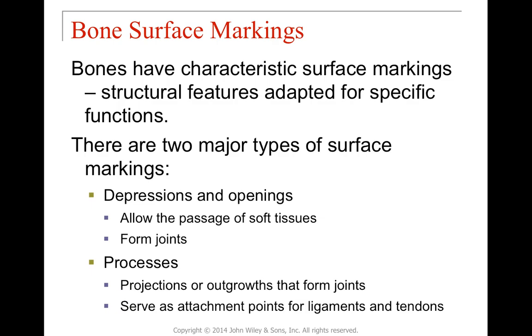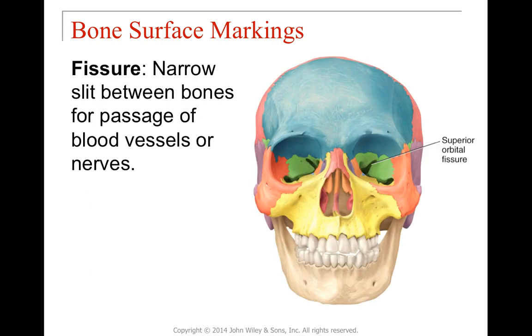Also, we have processes, which are projections or outgrowths, and these also are going to help create joints, and they serve as attachment points for ligaments and tendons. So the skeletal system is in connection with skeletal muscles, so that the objective of the entire skeletal system is to allow movement and motion of the body, right? And also, of course, for structure and support.